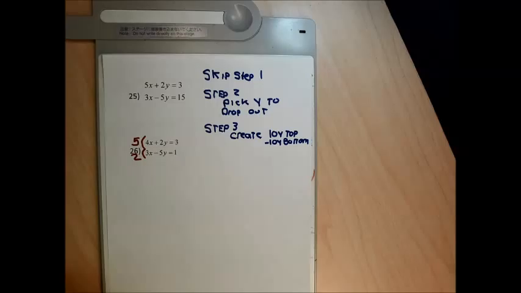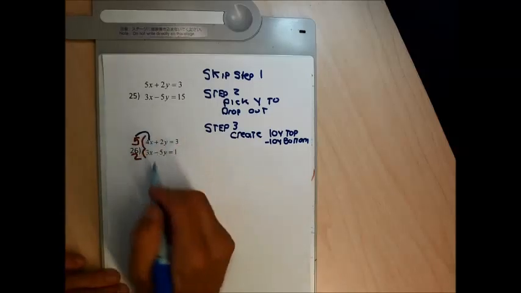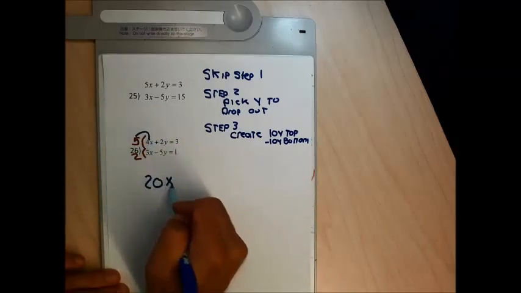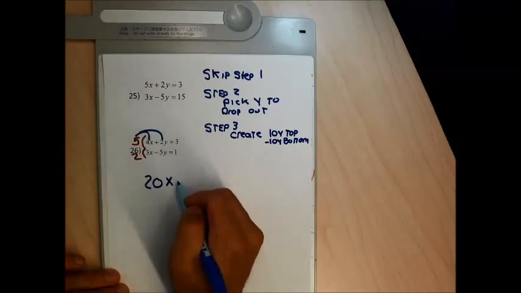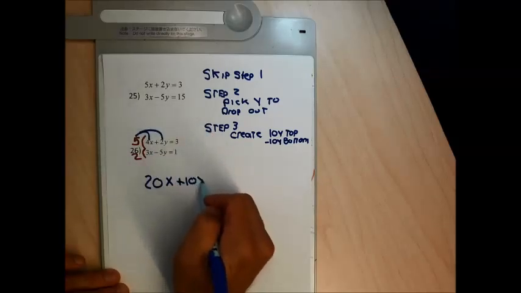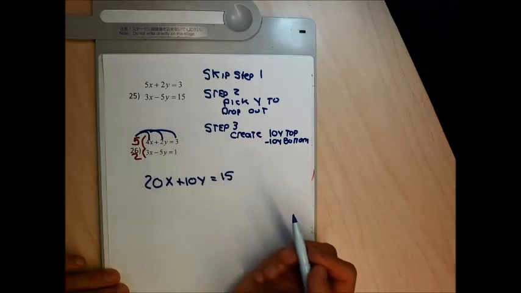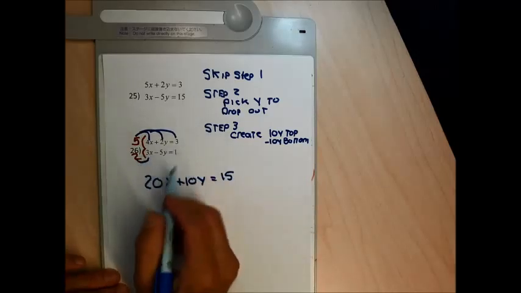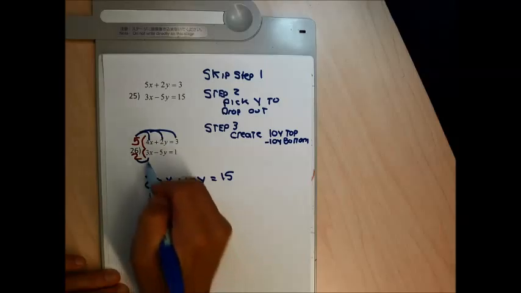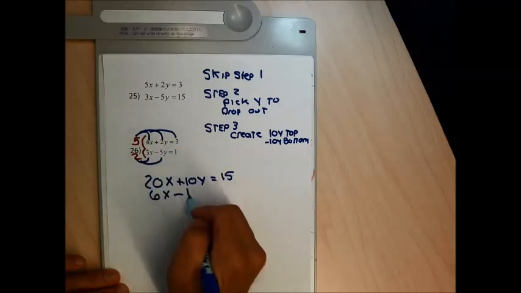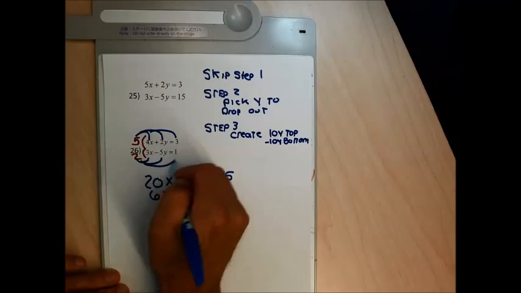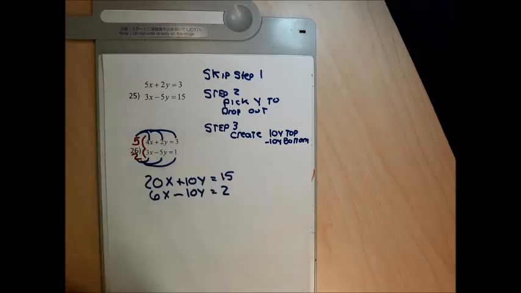So when I go through the top equation, I'm going to go 5 times 4x and get 20x, 5 times 2y and get 10y, 5 times 3 and get 15. Bottom equation, 2 times 3x and get 6x, 2 times minus 5y and get minus 10y, 2 times 1 and get 2. Done with the third step, on to the fourth step.